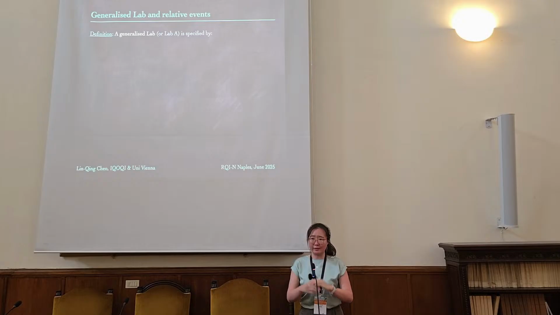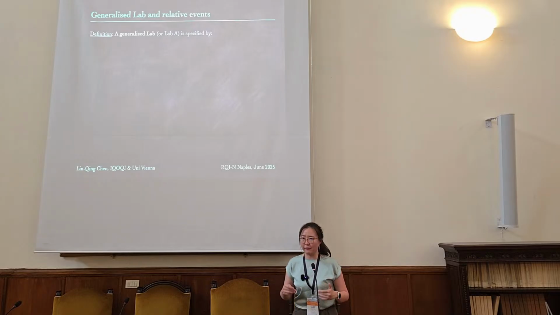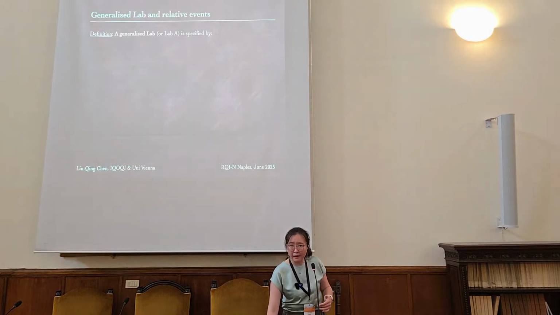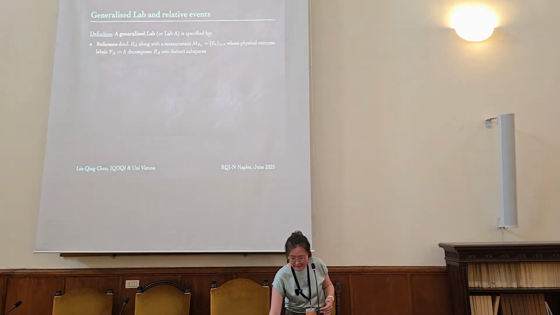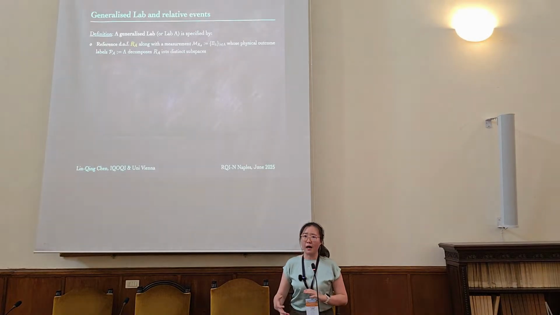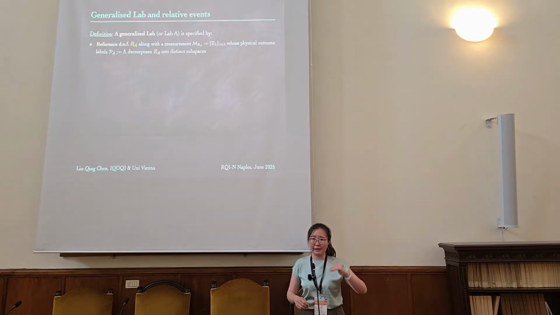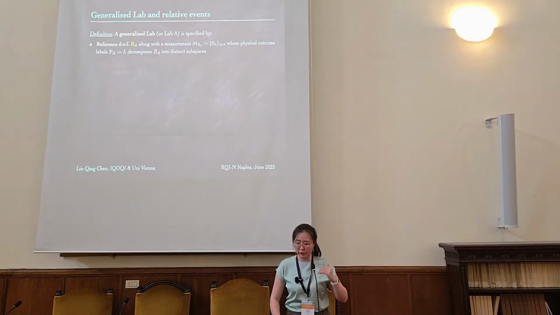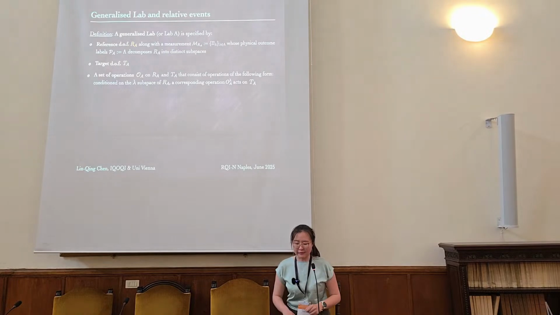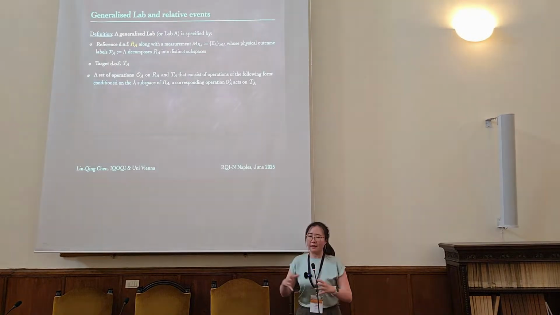Then we want to introduce the structure that the notion of events needs to be defined relative to. We call it the generalized lab. This lab can be a physical laboratory or a theoretical lab, for instance, if I'm studying some star collisions. A generalized lab is specified by 3 elements. First, the reference degree of freedom along with the measurements, whose physical outcomes are distinguishable and which mathematically decompose the reference degree of freedom into subspaces. The second is the target, and the third is a set of operations we are considering.